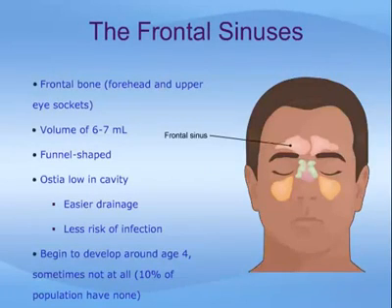The frontal sinuses are located in the frontal bone, which forms the forehead and upper parts of the eye sockets. They have an average volume of 6 to 7 milliliters, just over a teaspoon, and are usually funnel-shaped. The frontal sinuses have their ostia low in the sinus cavity, which allows for easier mucus drainage and thereby less risk of infection. The frontal sinuses begin to develop around age 4, and sometimes don't develop at all. About 10% of individuals have none.